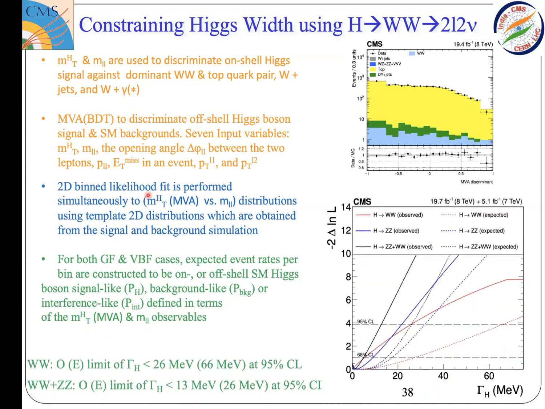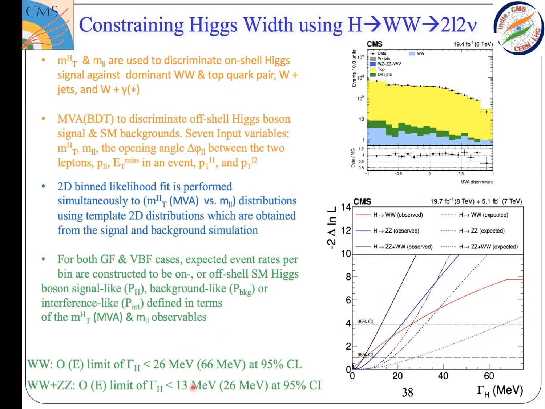So this is what we got. If you look at the WW limit plots, the scan is shown only as a function of the Higgs boson width and not the mu GGF or mu VBF. But the WW limit alone was coming out to be 26 MeV observed and 66 MeV expected. This is shown as the red line. The blue line corresponds to the ZZ limit. And if you just add the two, the black one, it turned out to be a 13 MeV upper limit on the Higgs boson width.